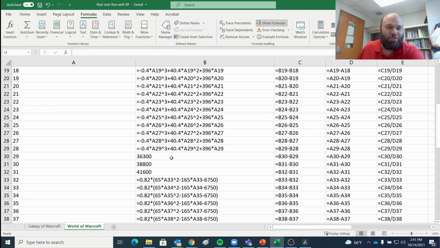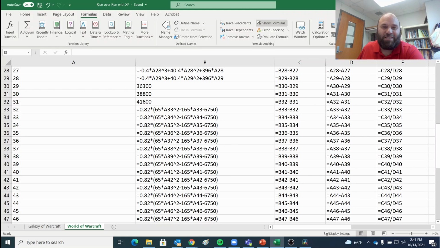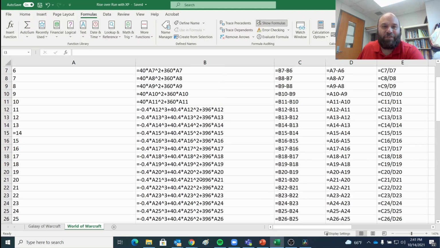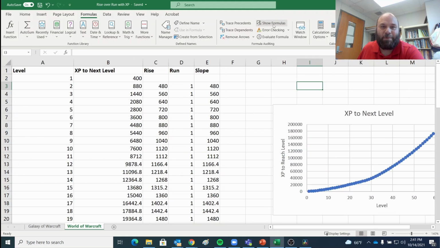And then because there's weird things going on in these middle levels, I just typed in the values. But then for the upper levels, you can see you've also got something goofy going on. So you've got these other kinds of functions occurring. The formulas don't look at all like y equals mx plus b. And you won't see y equals mx plus b unless you have a linear function.